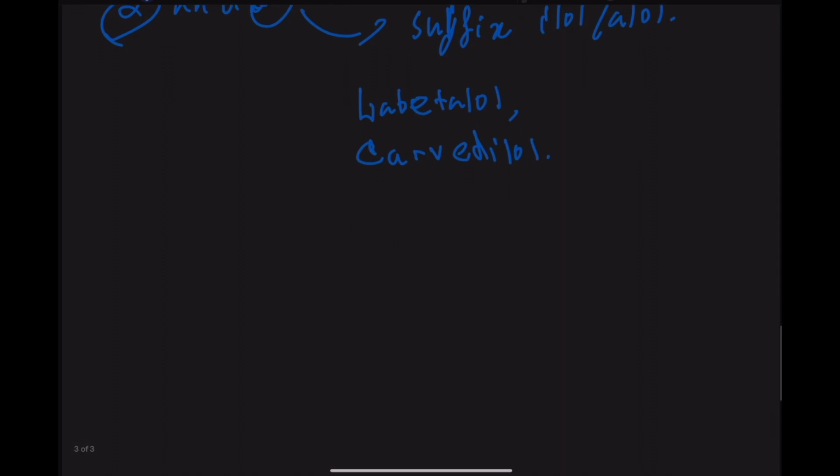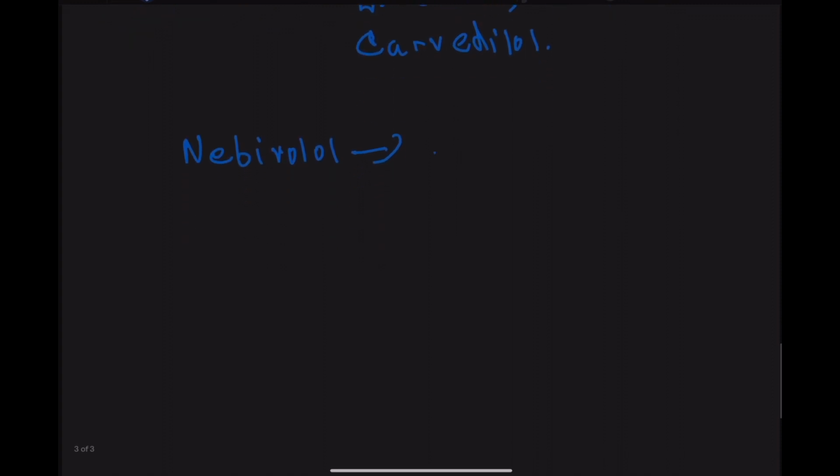there is another beta antagonist called nebivolol. It has some special property. It has the beta 1 blocking property, and it stimulates beta 3 receptors. Okay, and by stimulating beta 3 receptors, it releases nitric oxide.